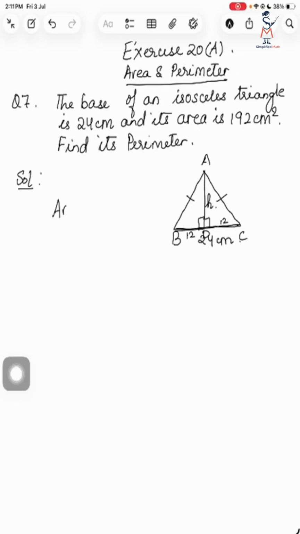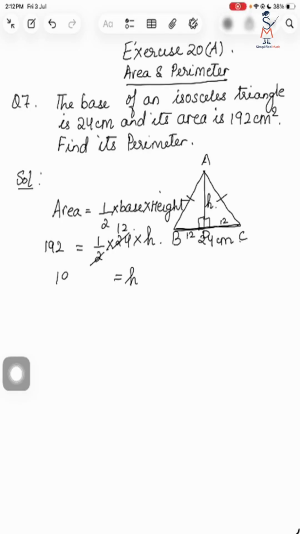We know that area is equal to half base into height. So area is 192, given in the sum. Half base is 24, because we are talking about the whole area of the triangle. So we will take 24 and height be h, by 2. So h is 12 goes to the other side and it becomes divide 192 by 12. That is h is 16 centimeter. Now we got h.